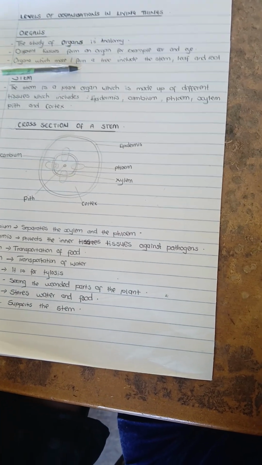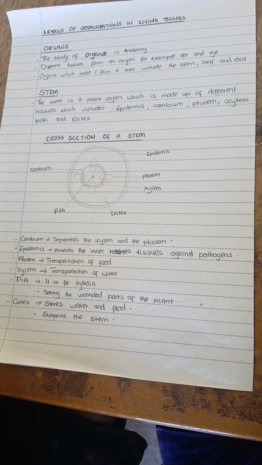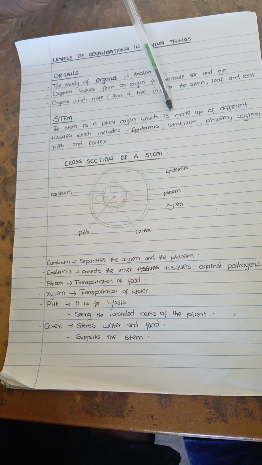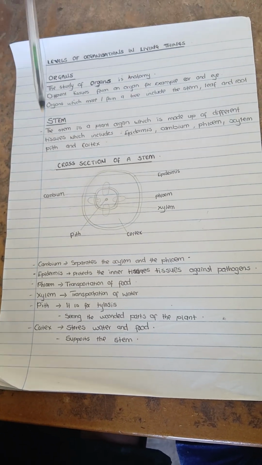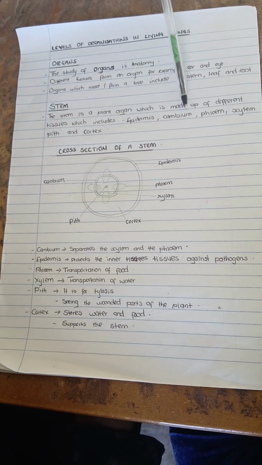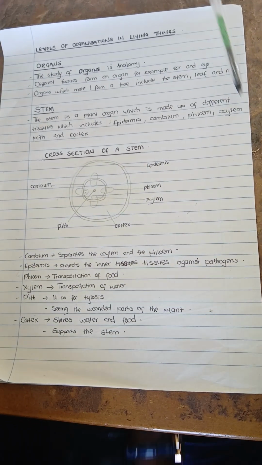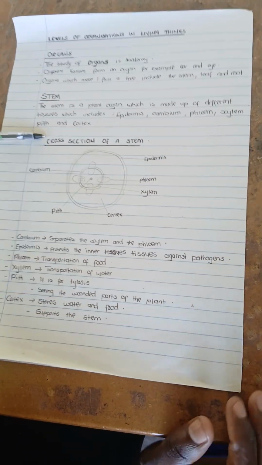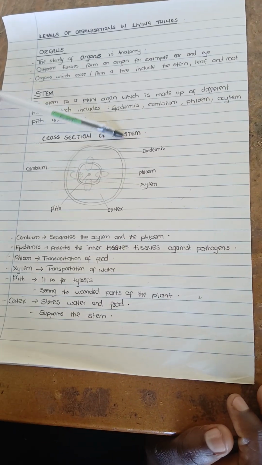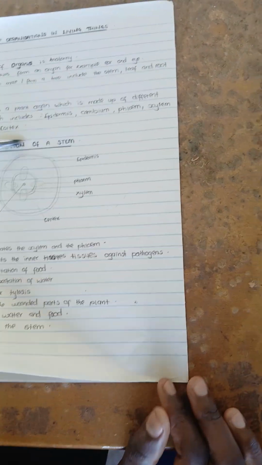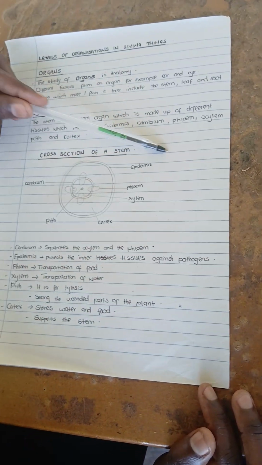Then we are going to focus on the stem. The stem is a plant organ which is made up of different tissues. These tissues include the epidermis, cambium, phloem, xylem, pith, and the cortex. Here below we have the cross section of a stem. This whole diagram shows the cross section of the stem.